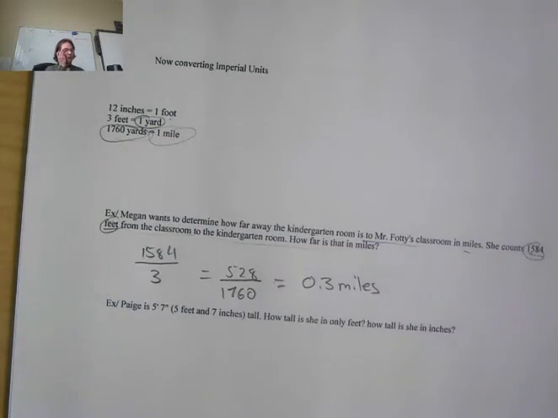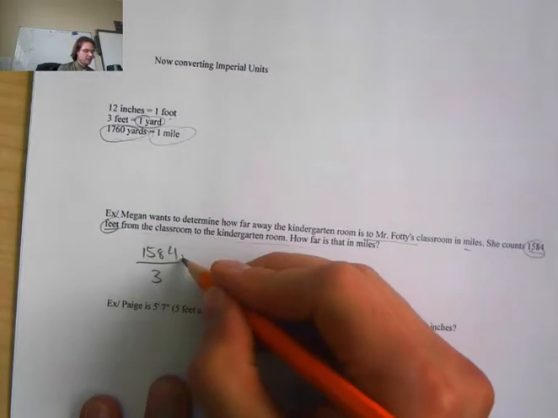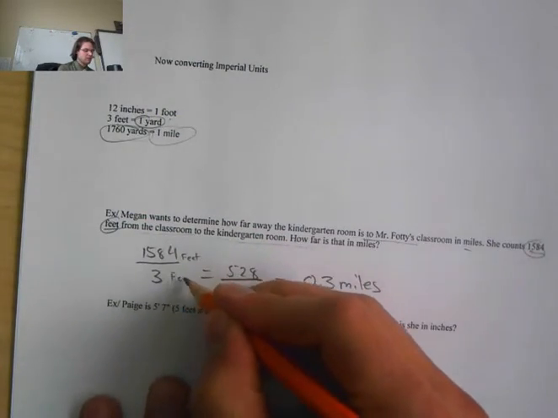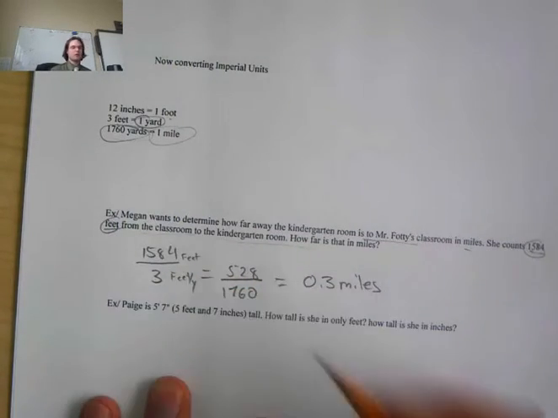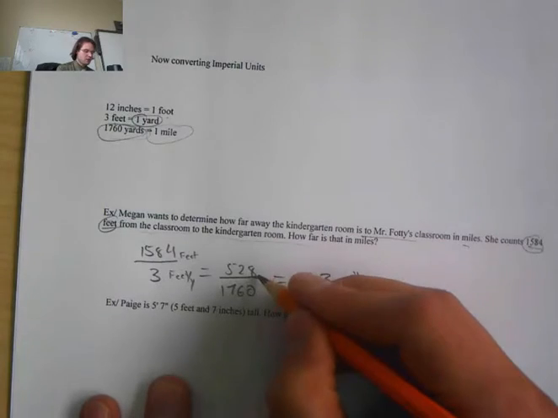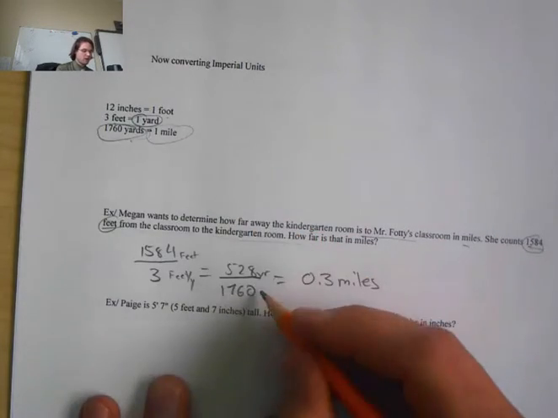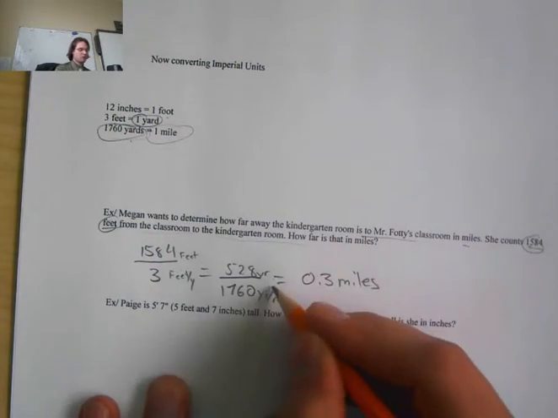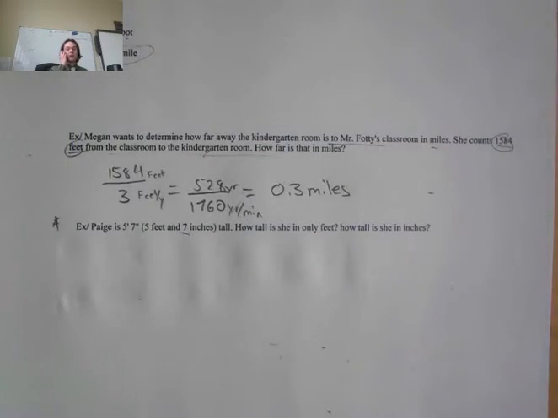miles. Okay? So first here I had feet. So I divide by feet, and this is per yard, to get yards. Okay? Then here I have yards, and this is how many yards per mile, and that will give me miles, because yards cancel off, this goes on top. Alright? So my next question here is looking at Paige.